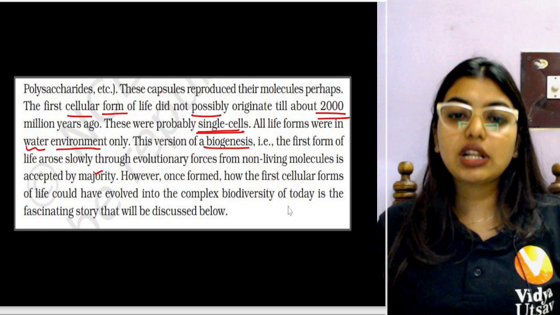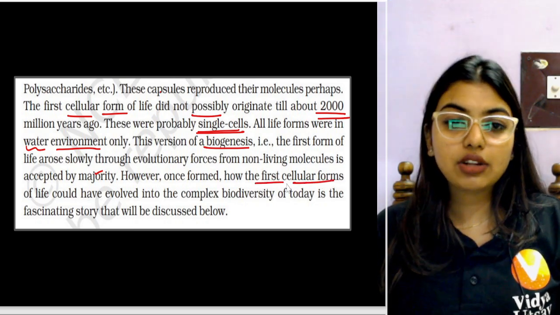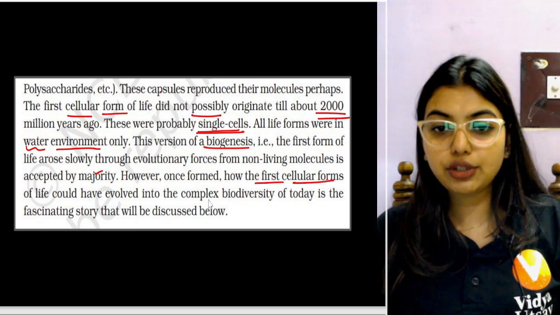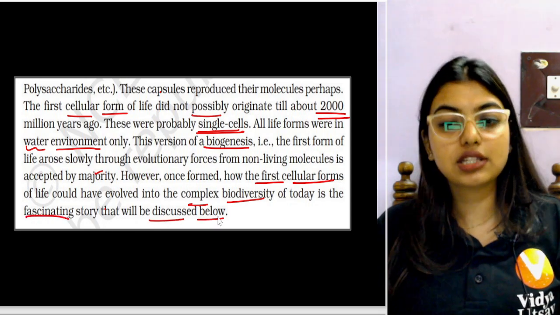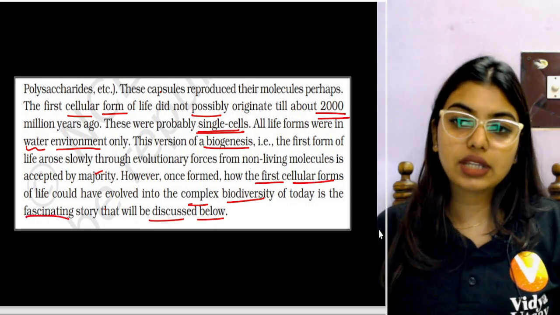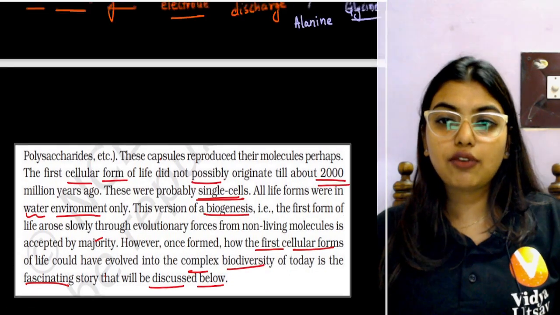People could not believe it. People were like, no, maybe it has come from chemical evolution, maybe smaller molecules have come from chemical evolution. However, how the first cellular forms of life evolved into the complex biodiversity of today is a fascinating story that will be discussed below. So they are discussing how the first cellular form has come.